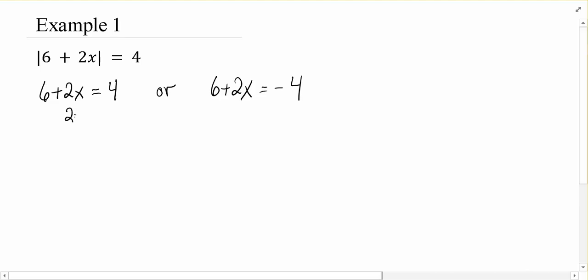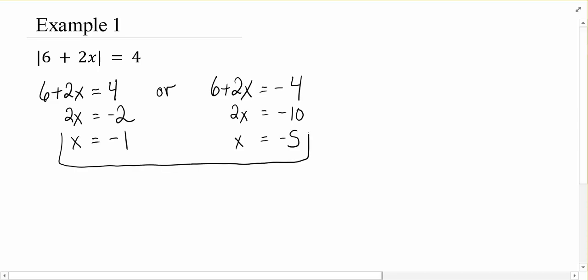I can subtract 6 from both sides. I can divide by 2. There's one of my answers. I can subtract 6 from both sides. I can divide by 2. And there's my other answer. So I'm getting two answers here of -1 and -5, and those are my two answers to this problem.